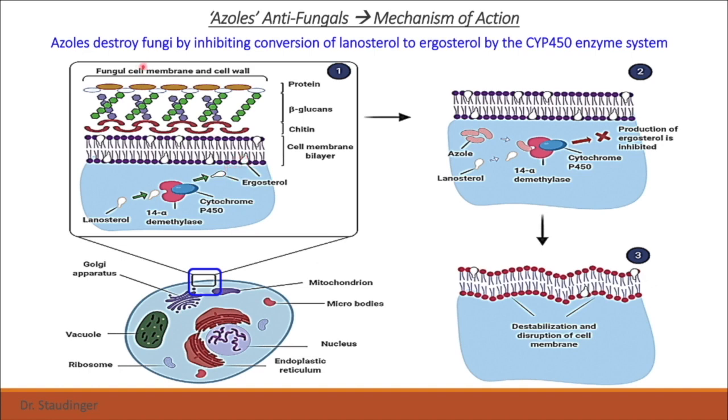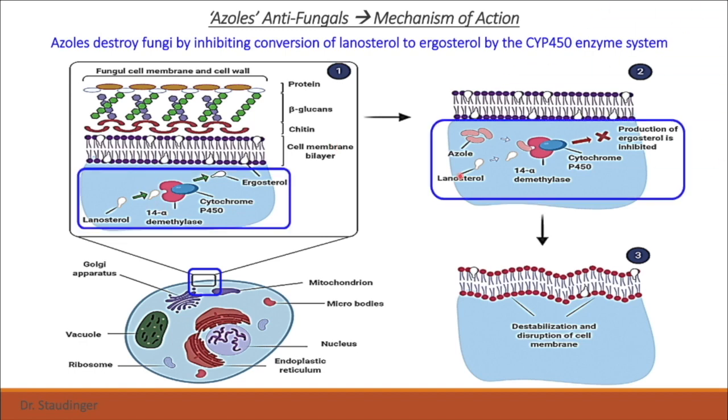Now, fungal cell membranes have a lot of proteins and beta-glucans and chitin outside of their cell membrane layer. That makes them very tough. So this system is disrupted by the azole compound. You can see here azoles stick to the active site of the 14-alpha demethylase, which is an obligate heterodimeric partner for the cytochrome P450 enzyme. The azole, by targeting this demethylase catalytic site, inhibits the production of ergosterol. The net effect of that is destabilization and disruption of the cell membrane.